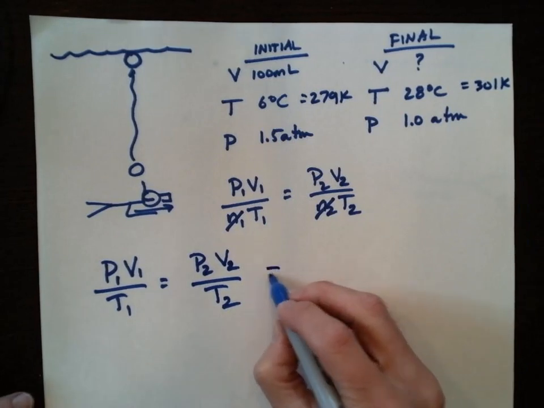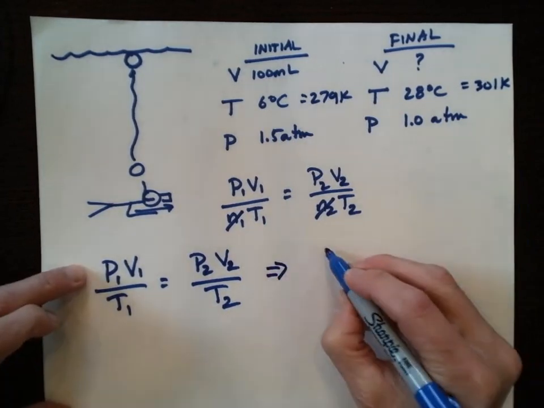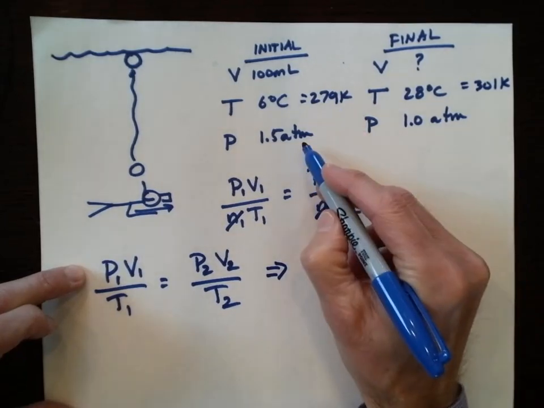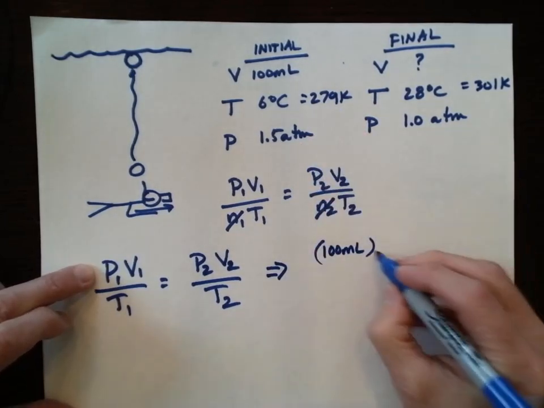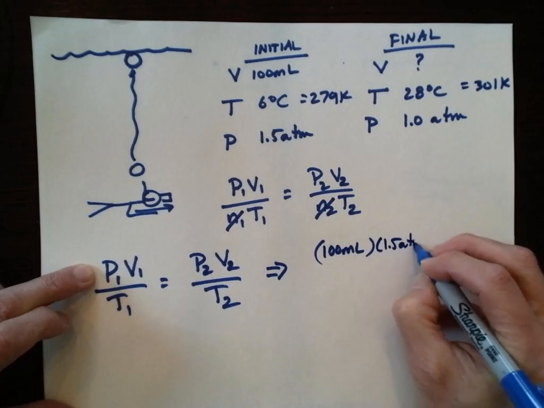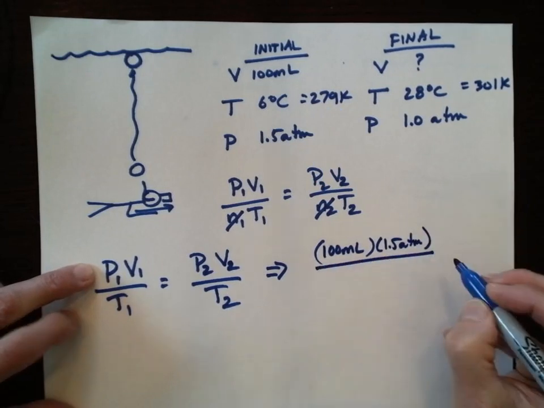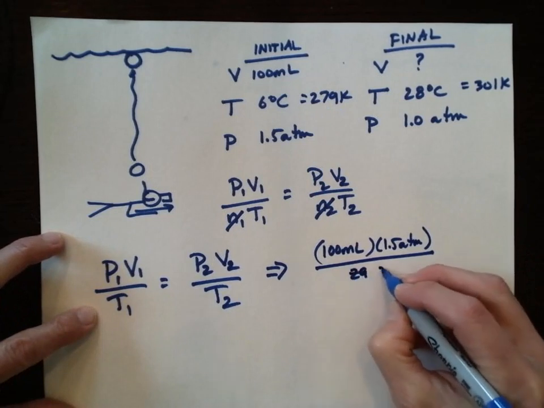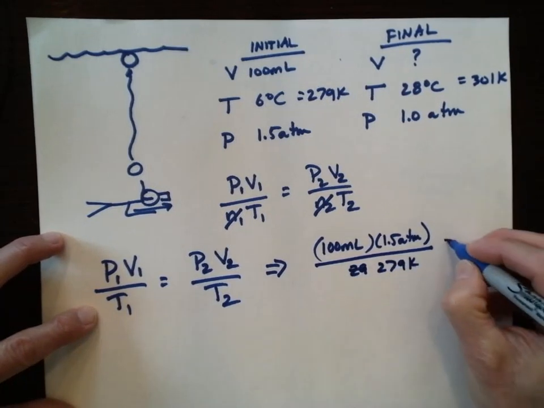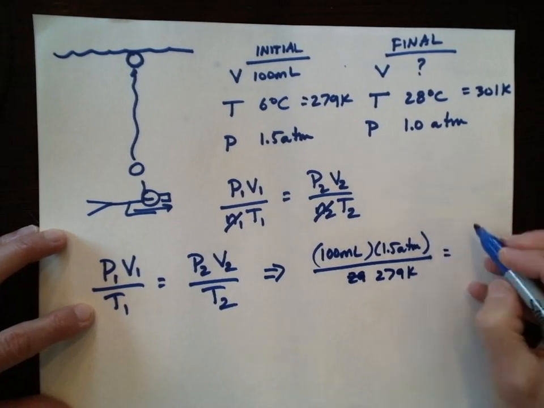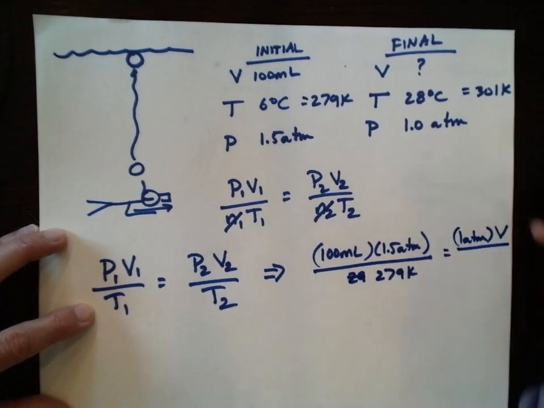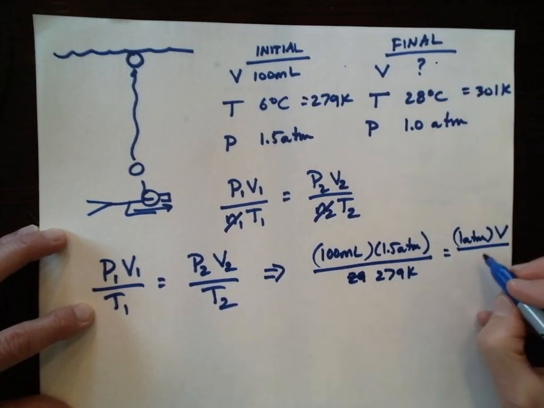And then we can set up the problem. V1 is 100 mils. Sorry, that's V1. P1 would be 1.5 atmospheres. And we're going to divide that by T1, which is going to be 279 Kelvin. And that's going to be equal to P2, which is 1 atmosphere, times the volume that we're looking for, divided by 301 Kelvin.